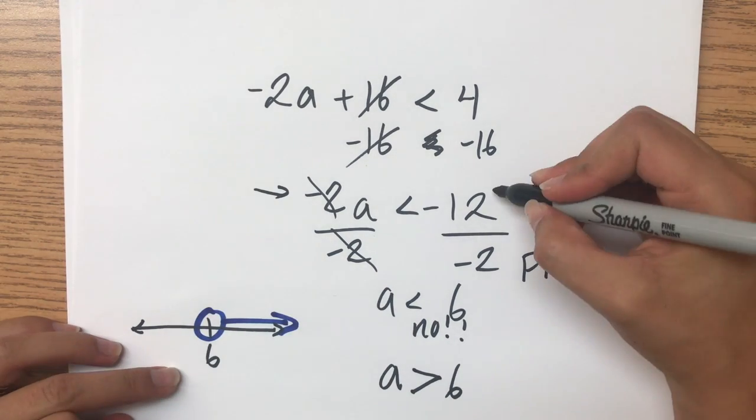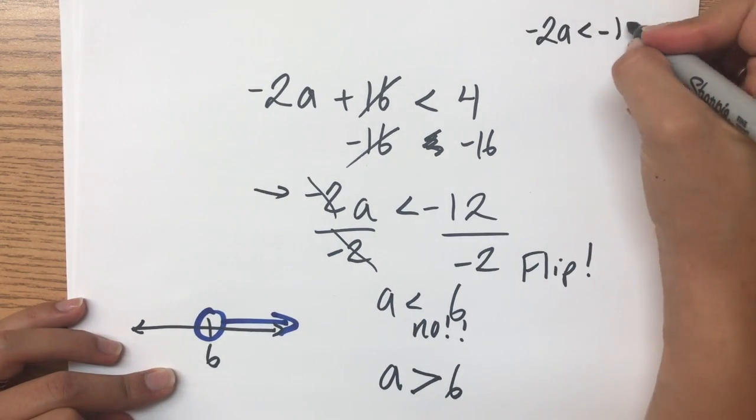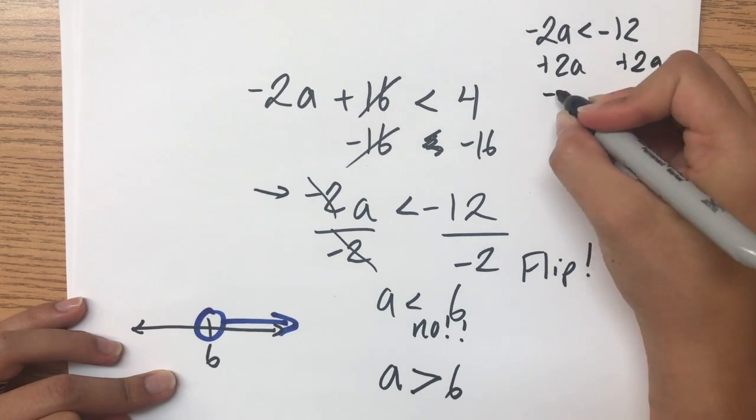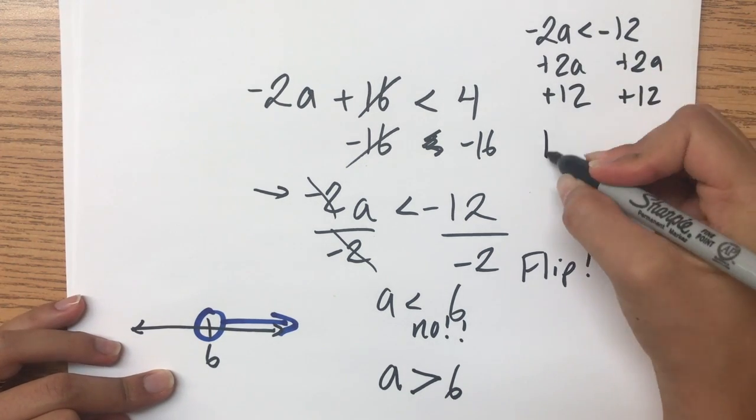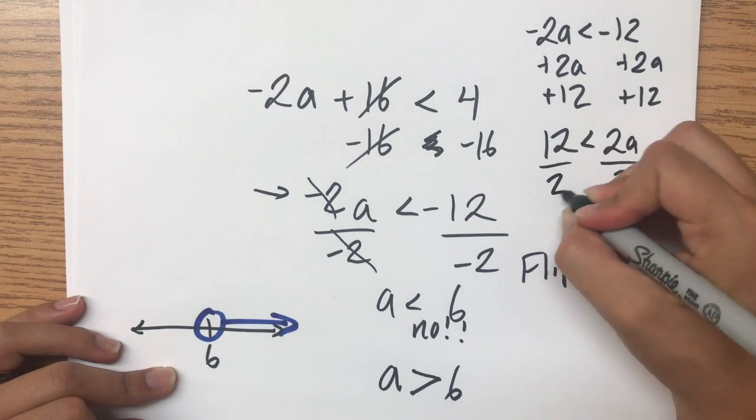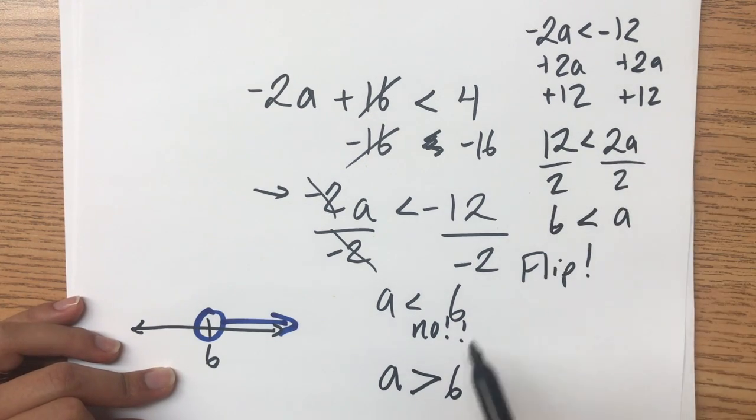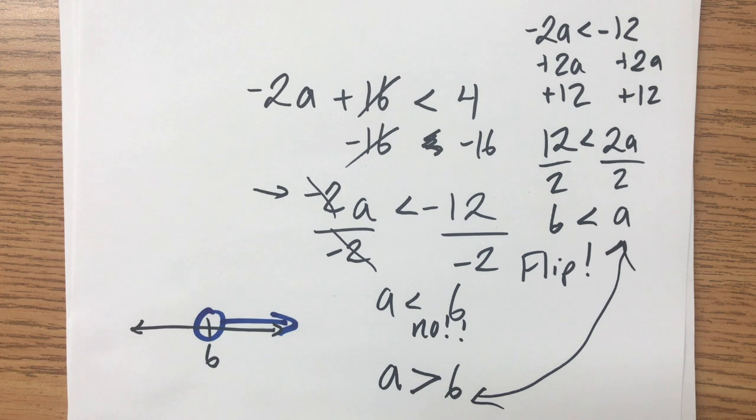So let me show you why this is what happens. If I have negative 2a is less than negative 12, and I add 2a to both sides and add 12 to both sides, I'll get 12 is less than 2a. Divide by 2, I get 6 is less than a, which is the same thing as saying a is greater than 6. And that is why you flip the inequality.